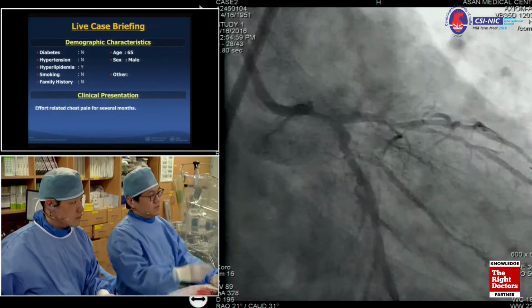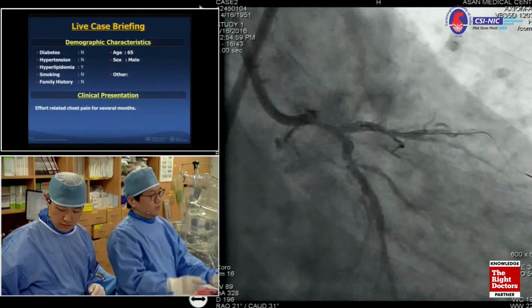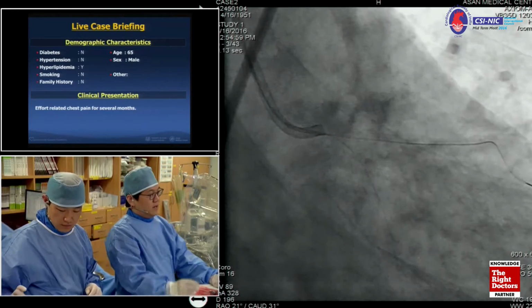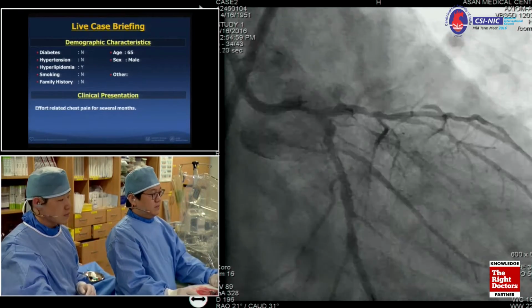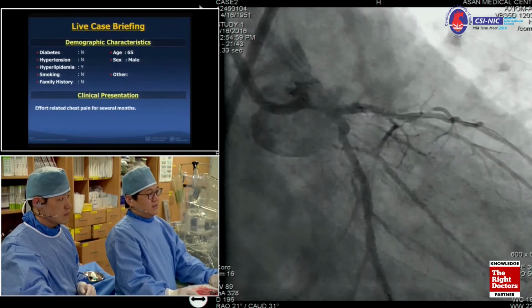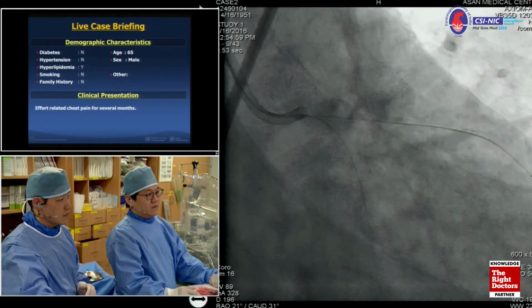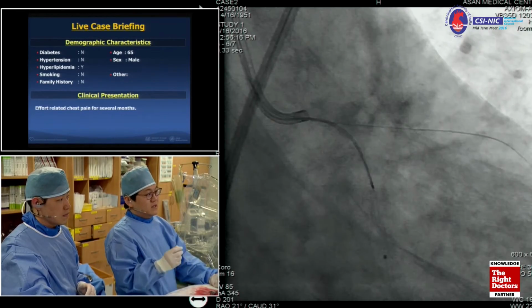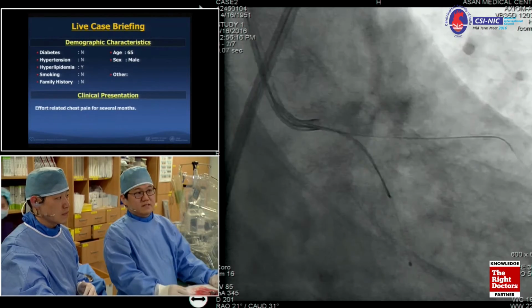So we inserted two wires: a BMW intermediate wire for the LAD and a BMW intermediate wire for the circumflex. And then we evaluated with IVUS first to determine the left circumflex ostial status.